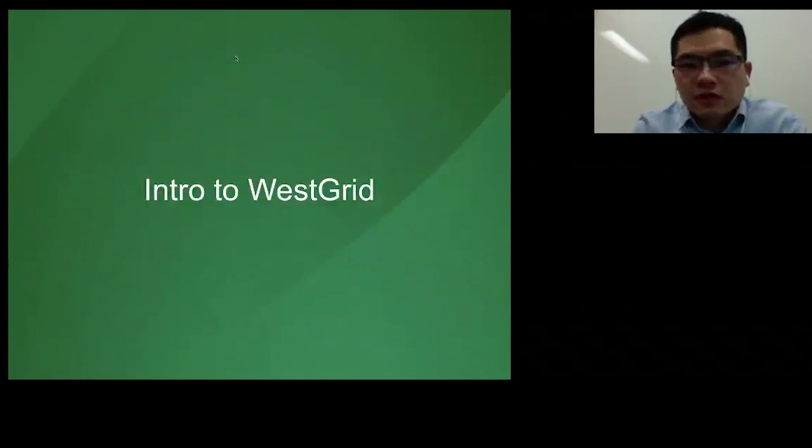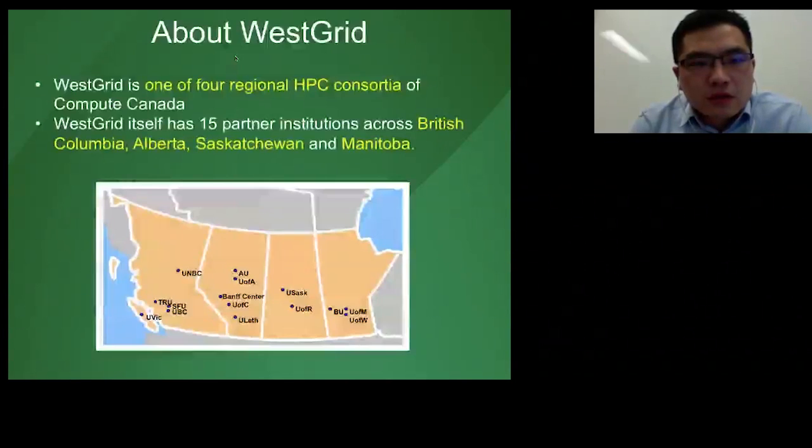Okay, we just finished the Compute Canada part. Now let me introduce WestGrid. As I showed, WestGrid is one of the 4 regional HPC consortia of Compute Canada. WestGrid itself has 15 partner institutions across the 4 provinces: in BC, in Alberta, in Saskatchewan, and Manitoba.